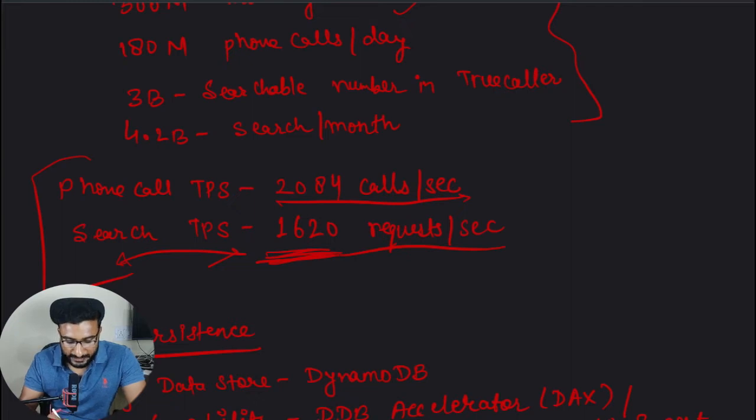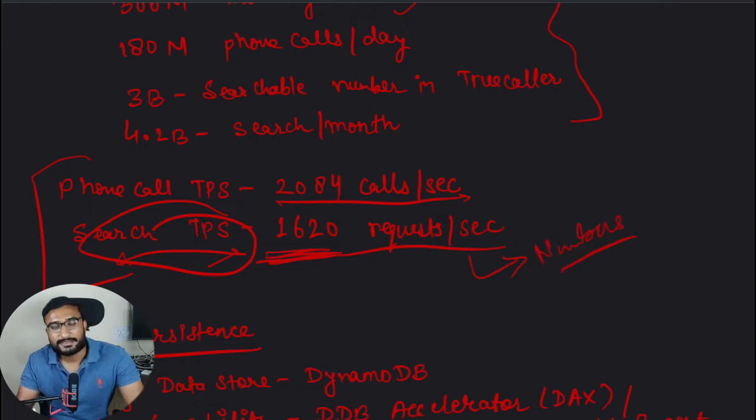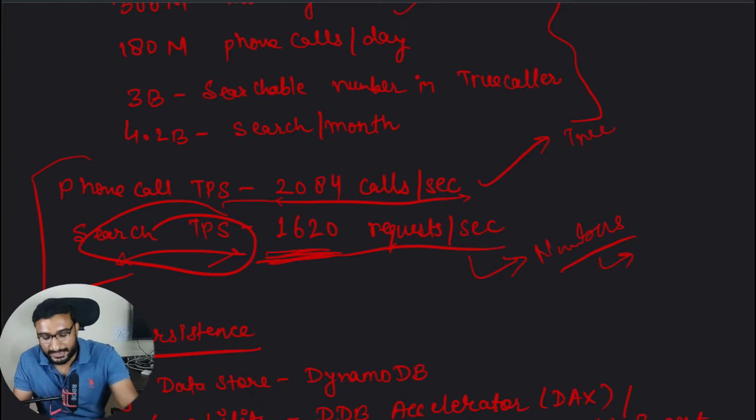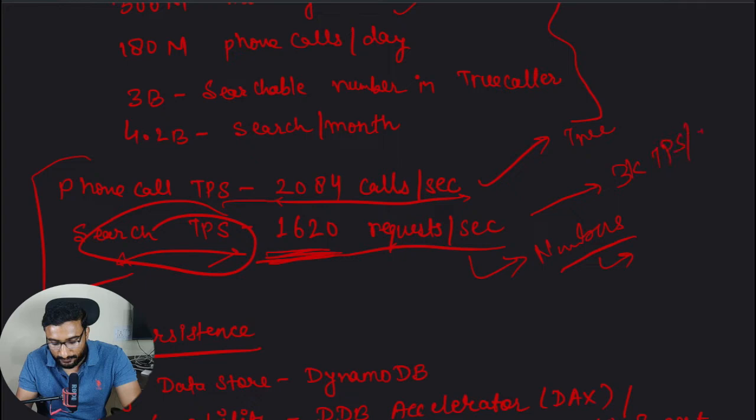Now this search TPS is specifically, I believe, only for the numbers I am searching. Let's say I am searching in a particular database for a number, and I should get a name. In case of phone call TPS, it could be possible that I don't have that number stored in my contacts, and I am going to TrueCaller to get the name. So the search TPS, if you include the incoming call, could be, let's say, 1500 from this number, so it will be around 3k TPS, right?